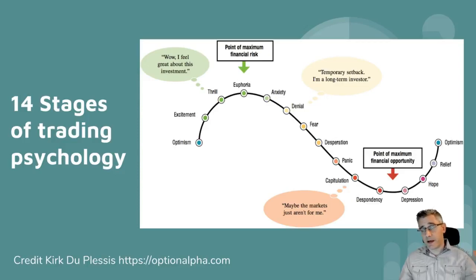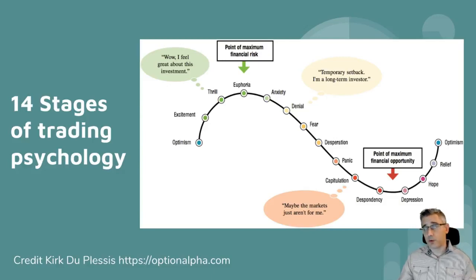Then on the downslide we have anxiety, denial, fear, desperation, panic, capitulation. Maybe the markets aren't for me, maybe I should get out, maybe I don't belong here. Then despondency, depression at the bottom, hope, relief, and then optimism as the markets turn around. And as you can see, if we swing over to the left, you can see the pattern starts over again.